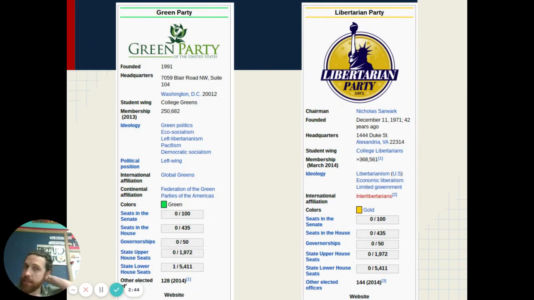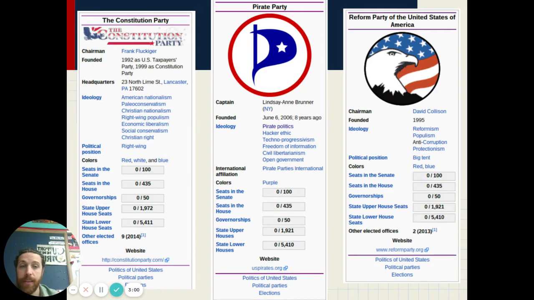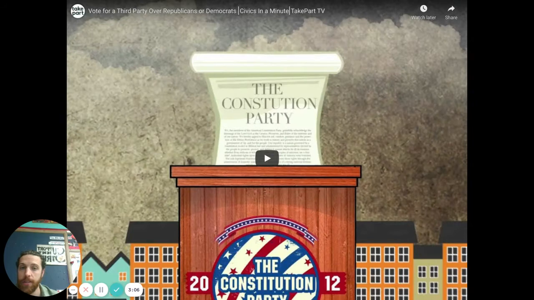You have these overviews in your packet, but when you take a look here, the Green Party has one state house lower seat, but other than that has elected no one. The Libertarian Party, again, very little success in electing people. The Constitution Party, the Reform Party, they are barely electing people. And these are our major third parties.